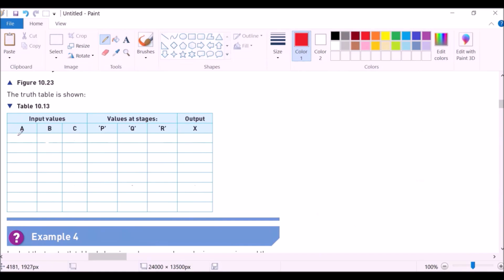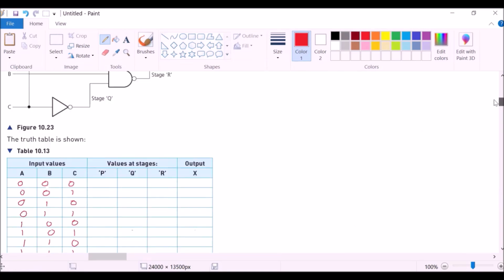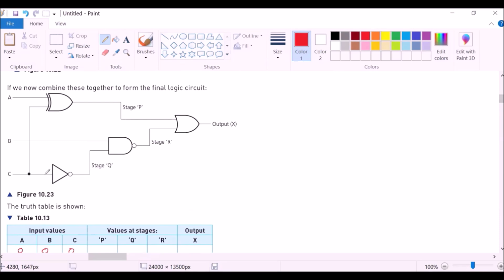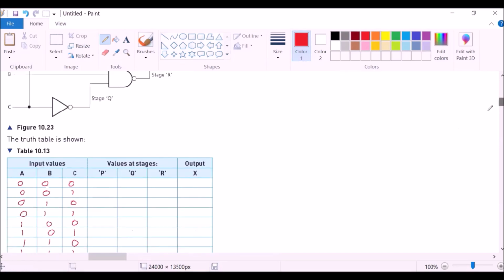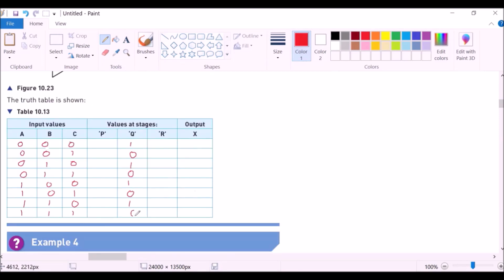A, B, C are our inputs from 0, 0, 0, right up to 1, 1, 1. Now the easiest one to do is not C, which is Q. The not simply reverses the input. So for our Q, if we have 0, this will be 1, 1, 0, 0, 1, 1, 0, 0, 1, 1, 0, 0, 1, 1, 0.